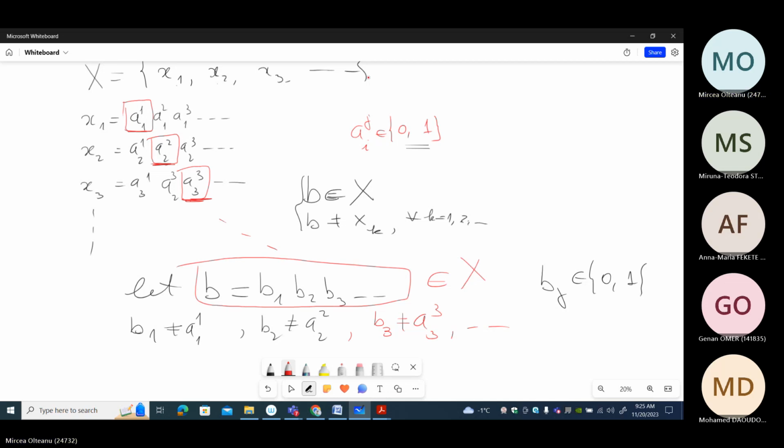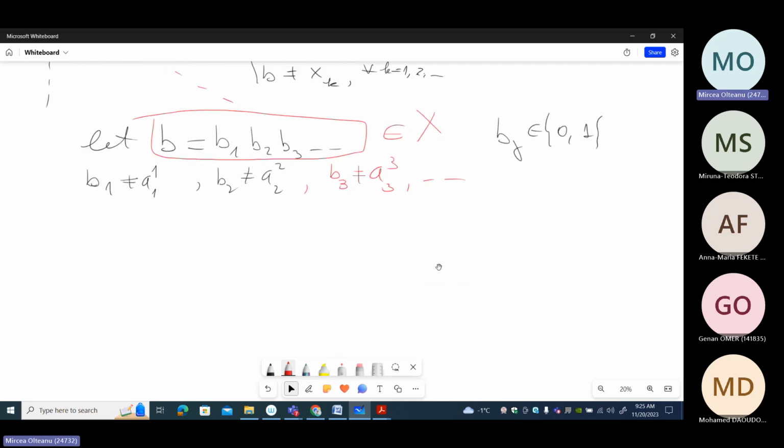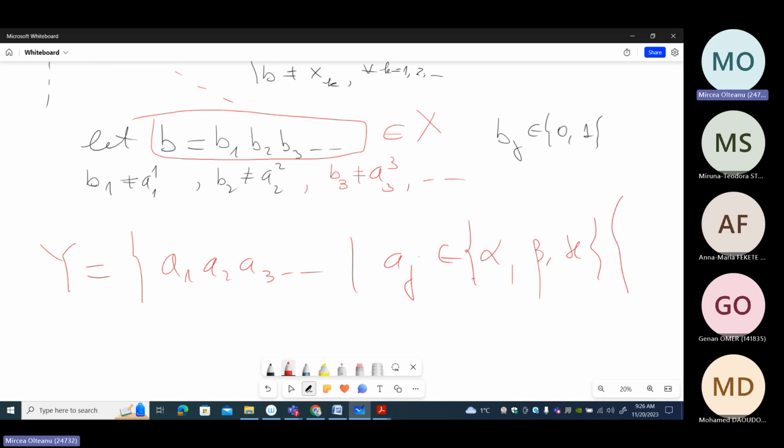Of course, you must recognize simple variations of this example. If I give you, for instance, let the set Y be the set of all strings A1, A2, A3, and so on, with each Aj belonging to, for instance, the symbols alpha, beta, and gamma. Obviously, with the same argument, this is an uncountable set, and so on.